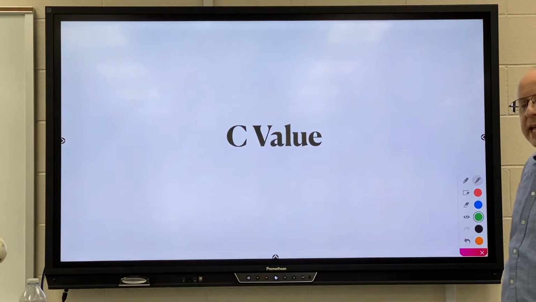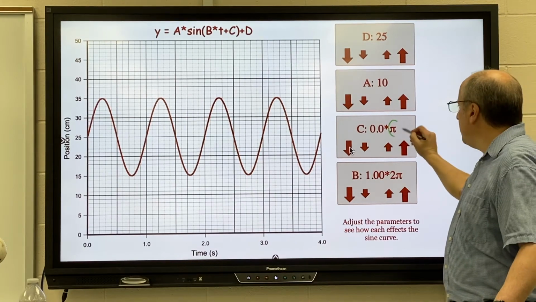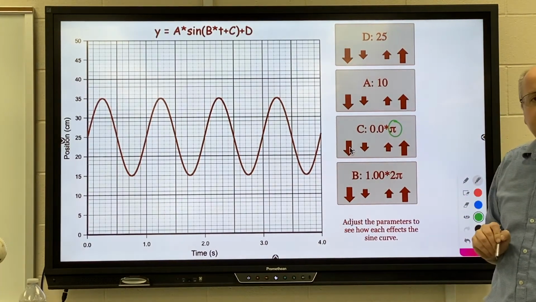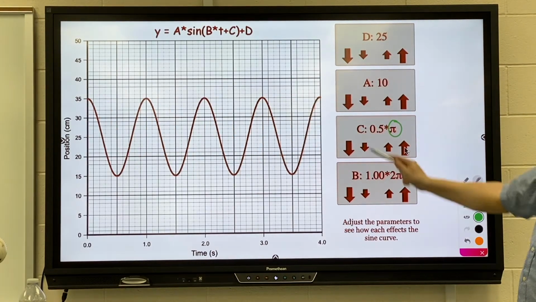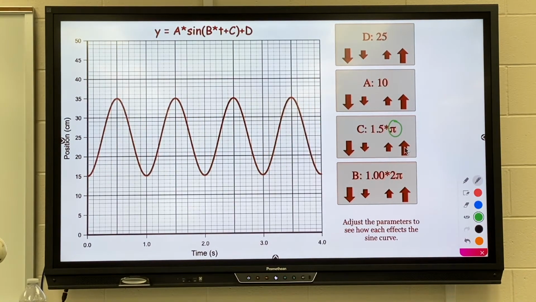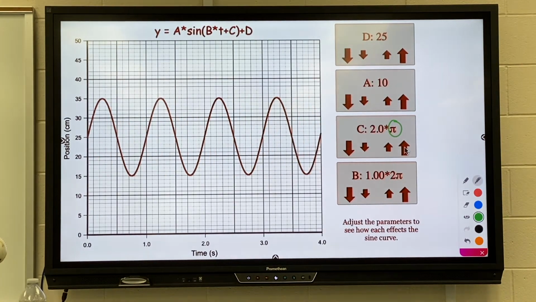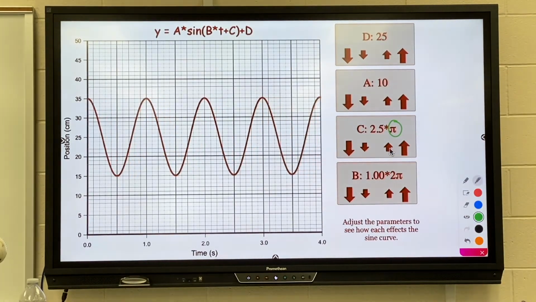C-value, what does that do to our graph? Well, let's change our C-value. Notice that the C-value is written in terms of pi, and notice that when we increase it, the graph moves. Okay, so different C-values will shift the graph right or left.